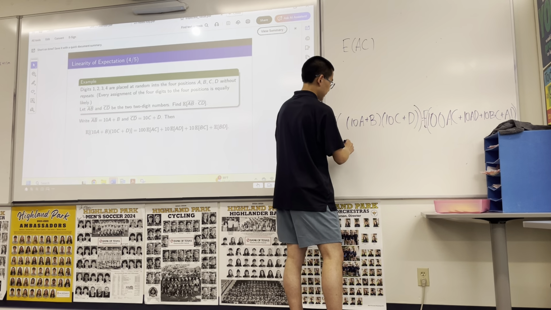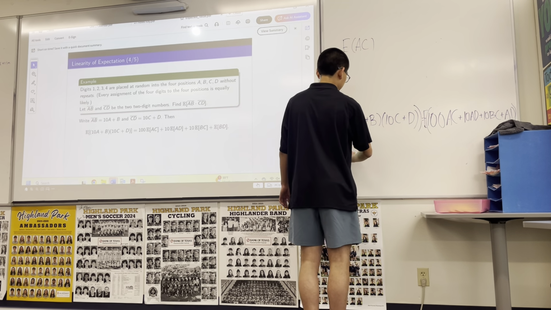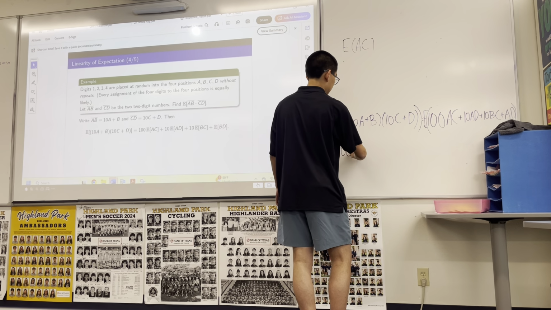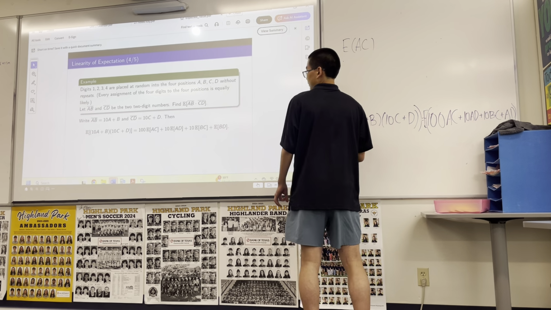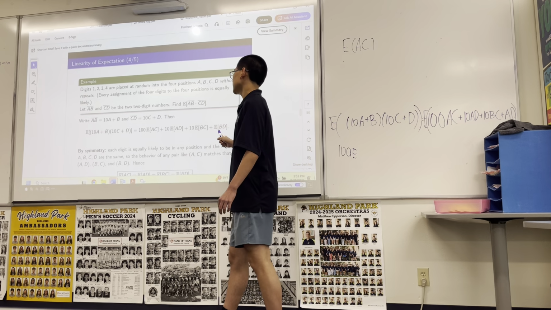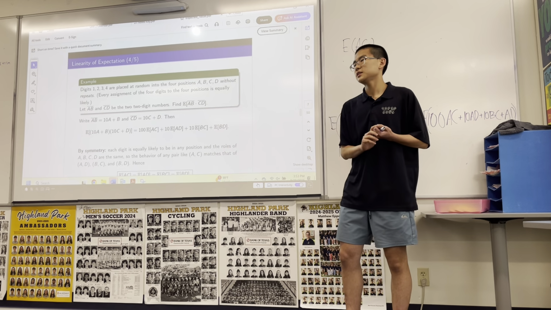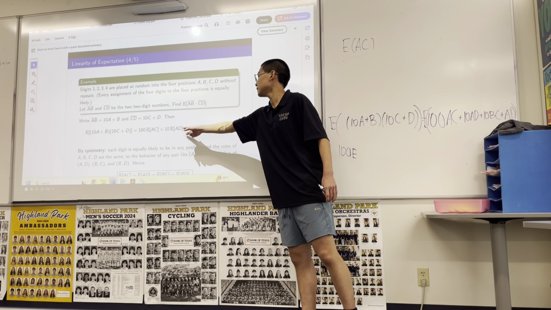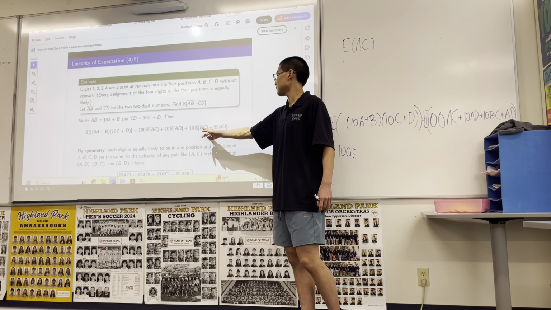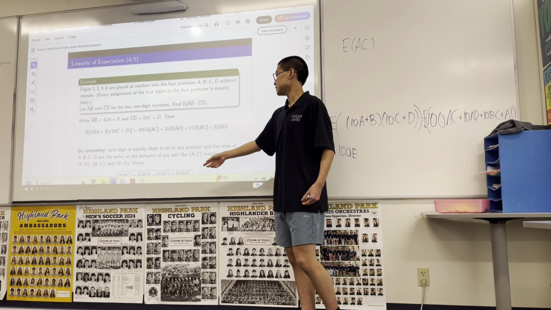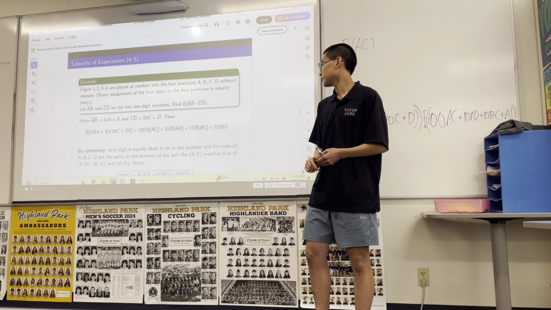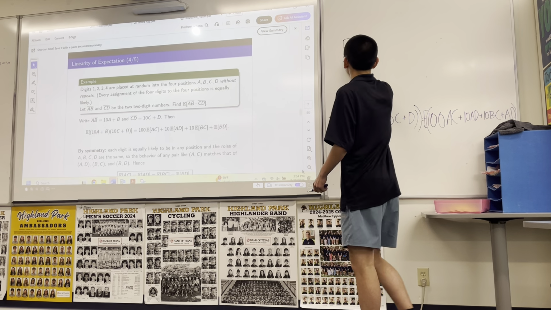By linearity of expectation, we can rewrite this as 100 times the expected value of AC, plus the other terms. So we just need to find what the expected value of AC is, right? Because the expected value of AD is the same as the expected value of BC and BD. They're all the same because A, B, C, D are symmetric. So let's just find the expected value of AC.